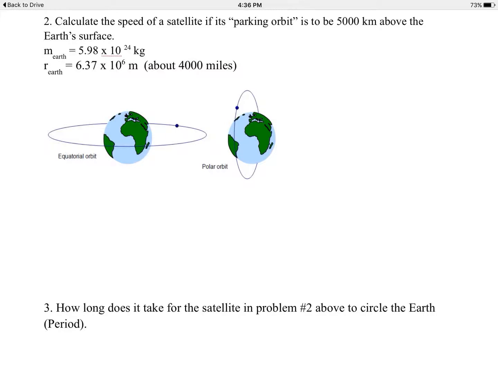Here we have a satellite that's orbiting the Earth, right? In either case, around the poles or around the equator, or anywhere between the poles and the equator, as long as your orbit is centered at the center of the Earth. We want to find the speed of this satellite. We call it the parking orbit. It wants to stay at that altitude. The 5,000 kilometers here is an altitude, from the surface of the Earth.